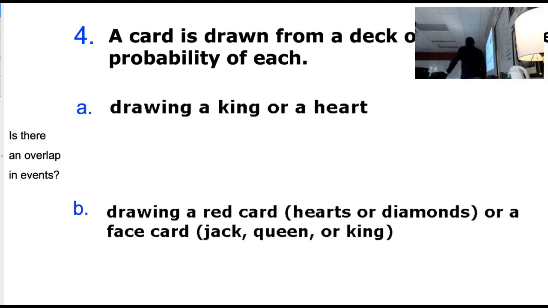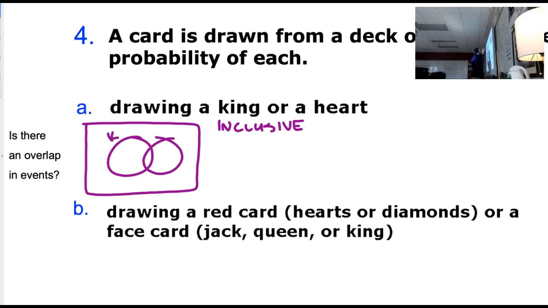But all right. A card is drawn from a deck of 52. Find the probability of drawing a king or a heart. Is this inclusive or mutually exclusive? King or a heart? Can it be both? Yeah, so that's inclusive. Okay, so if it's inclusive, I'm just going to draw a little picture.